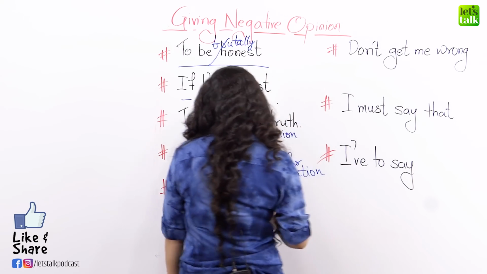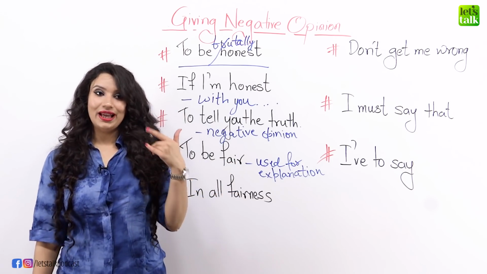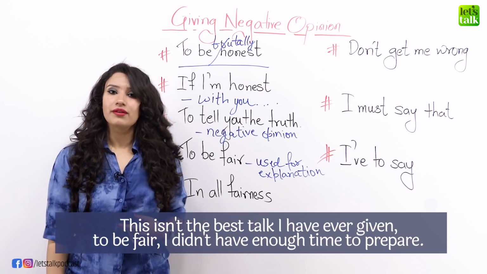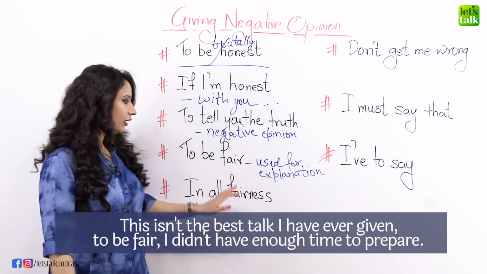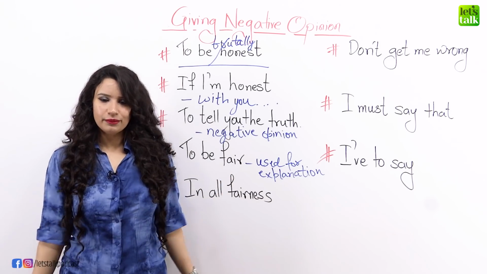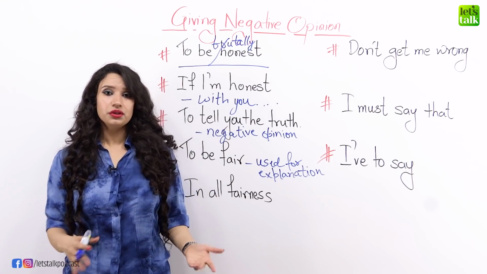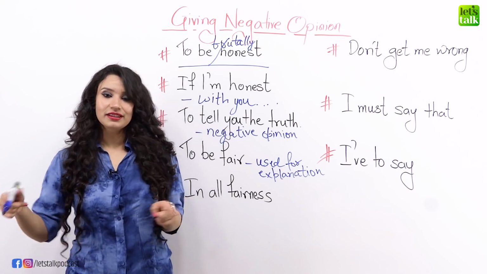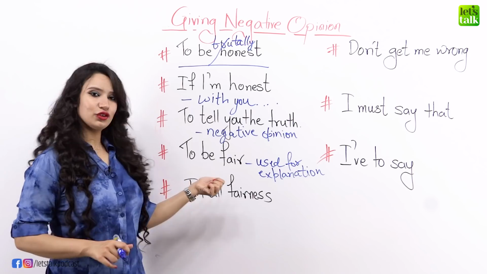Now you can use "to be fair" in one more way. As an example, you could also say that this is not the best talk I've ever given. To be fair, I didn't have enough time to prepare. So being fair means you're being honest, you're not being biased, you're telling the truth. So if you've prepared for a talk and you think you did not deliver it too well, you're giving a reason. I could not do it because I didn't get time to prepare. But you're connecting these two sentences with "to be fair."